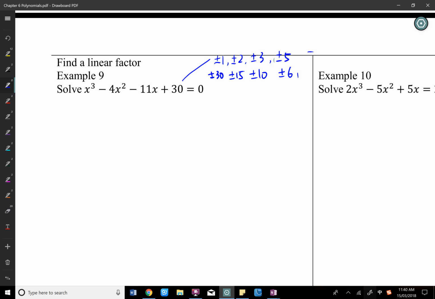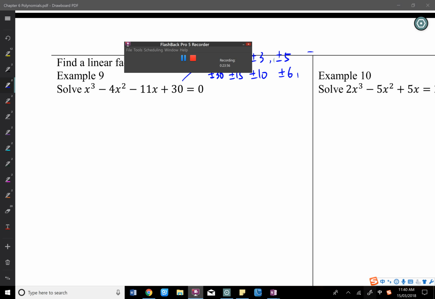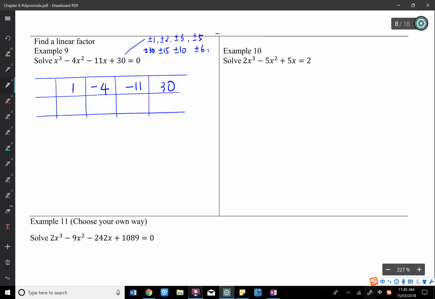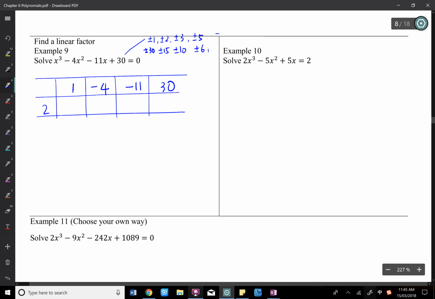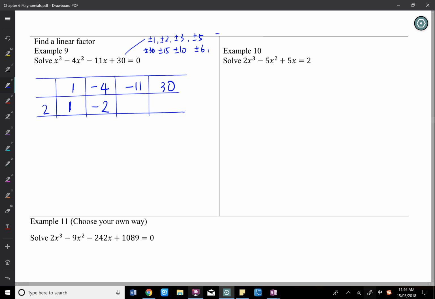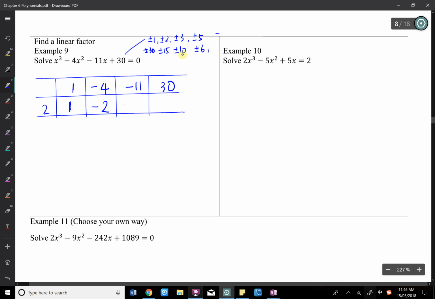Okay, try that by yourself. Well, 1 doesn't work, so we tried 2. We have 1 here. 1 times 2 equals 2. 2 minus 4 equals negative 2. Negative 2 times 2 is negative 4. Negative 4 plus minus 11 is minus 15. Minus 15 times 2 is minus 30. Plus the positive 30, you have 0.